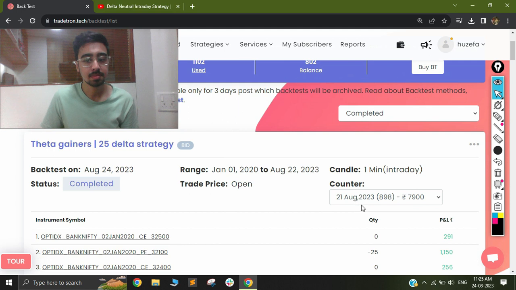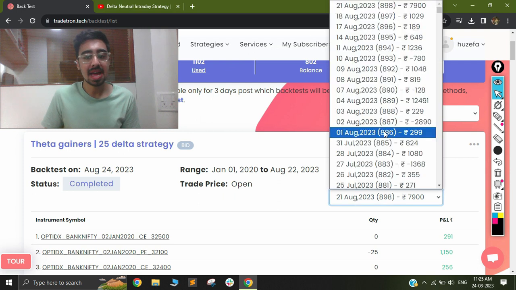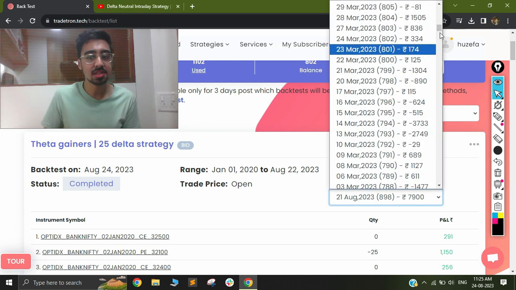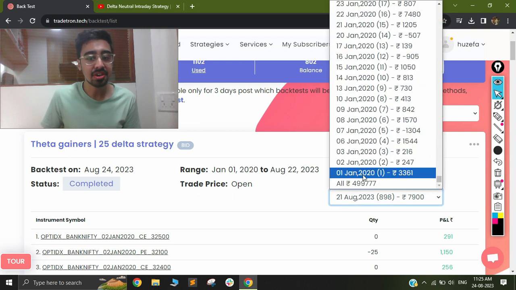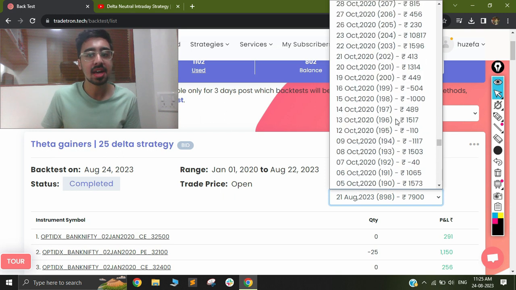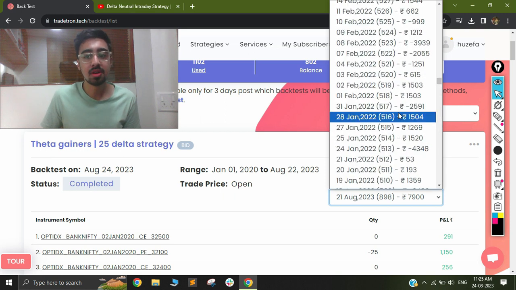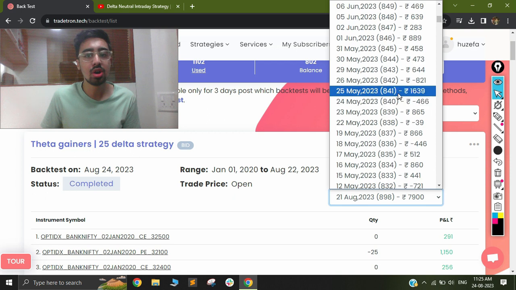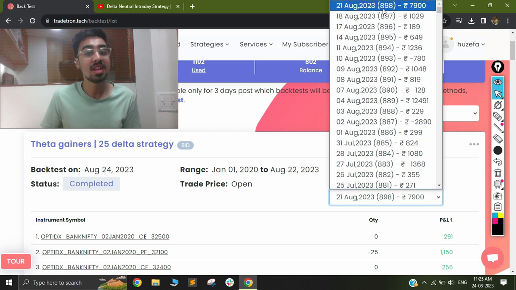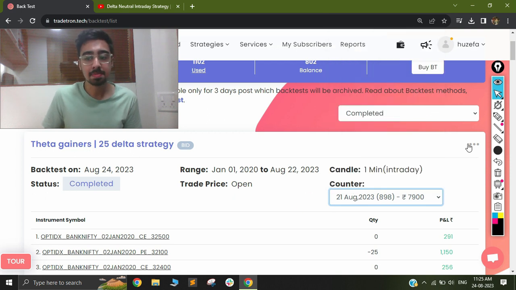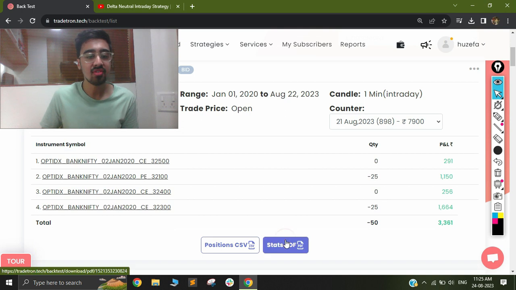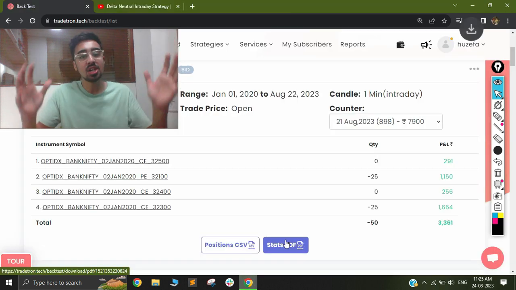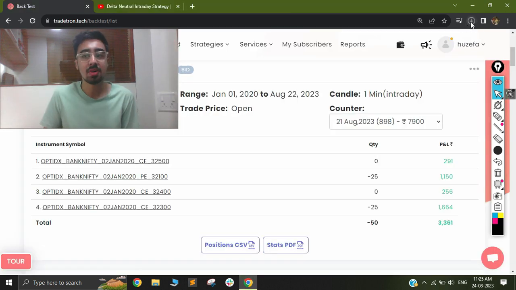So as you can see, my backtest report has been completed. I can see the historic data from when this backtest report is running. I've started it from Jan 2020 and it's currently run up till the August 21st of 2023. Now I will just have a look at the PDF so that we get an in-depth overall summary of how this report would have performed. So I've downloaded this report and let's have a look at the report of the backtest.